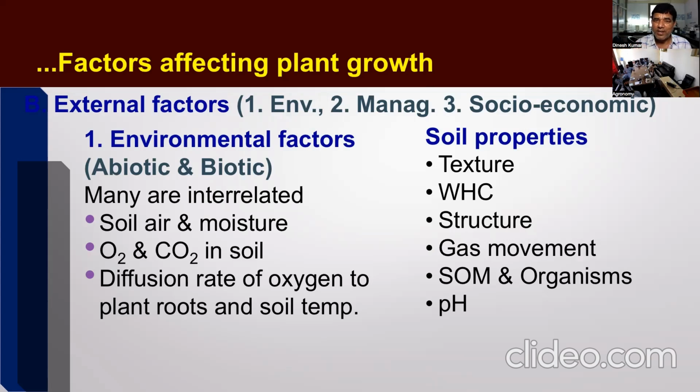This is one kind of interaction. Secondly, temperature can also affect the water availability. On one side, water is affecting the soil temperature. Are you getting the point? On the other side, the temperature outside, the air temperature, is affecting the water content in soil. So many factors are interrelated. Soil, air, and moisture are interrelated.